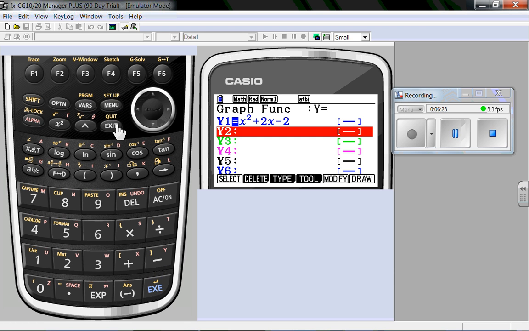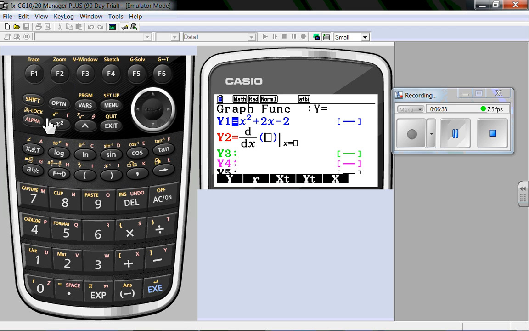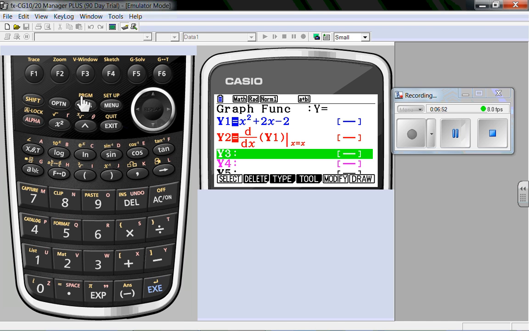Execute. I'm going to graph the derivatives of these functions. Where I find the derivative is under Options, Calc. I'm going to take the first derivative of the function above, which is y1. Again, this is not doing it by using any kind of computer algebra system. This is doing simply numerical derivatives, putting them all together all at the same time.